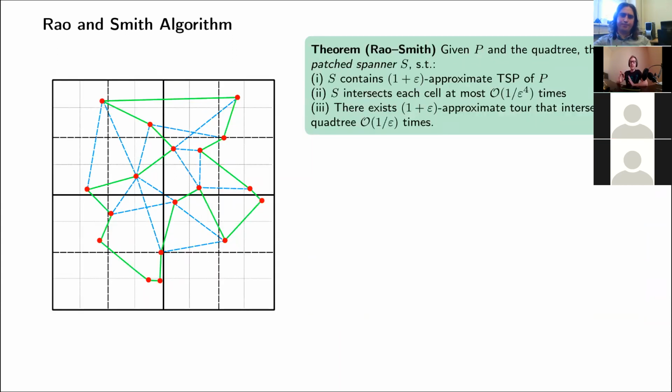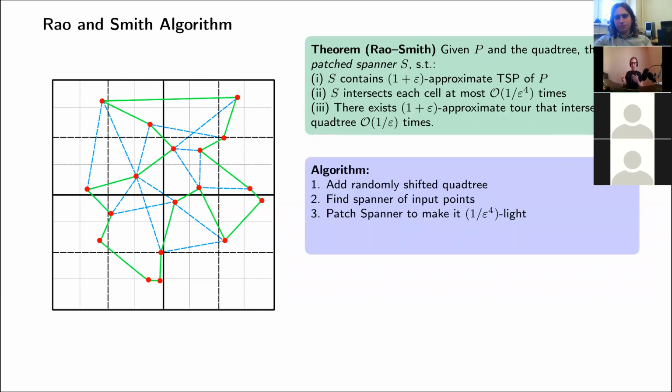So just to recall, this theorem of Rao and Smith is that you can get this patched spanner. This spanner contains a 1 plus epsilon approximate TSP. And it intersects every cell at most 1 over epsilon to the 4 times, and so there exists, and I didn't mention this to you, but there exists an approximate solution that will intersect every quad tree edge 1 over epsilon times, and this argument is basically doing Arora on the patched spanner. Right, recall that what Arora actually proved is that you can make your solution cross each edge 1 over epsilon times.